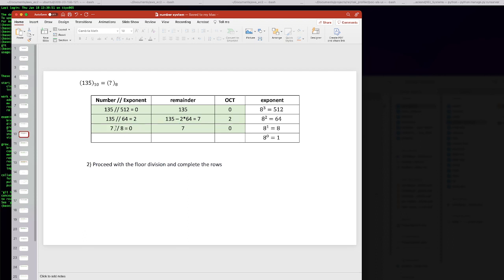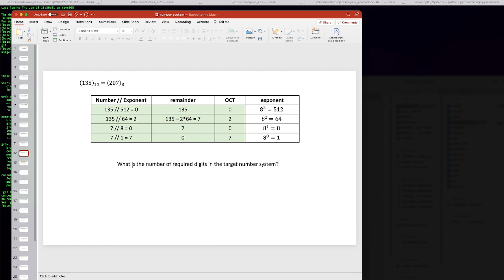So what is the result of 7 floor division by 8 is 0. And this 0 goes to the octal column, and the remainder is 7. And the 7 goes to the next row, and the result of this calculation is 7. And the remainder is 0, and this 7 goes to the octal column. So this 207 is the equivalent of 135 in octal system.